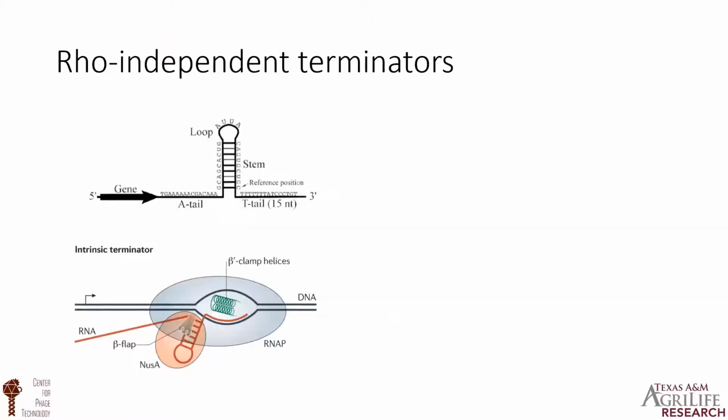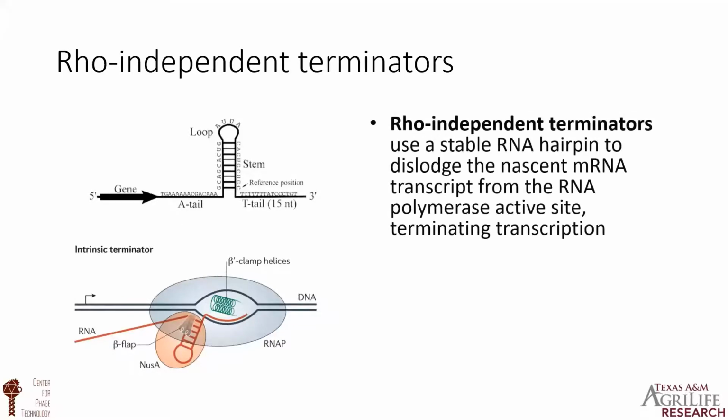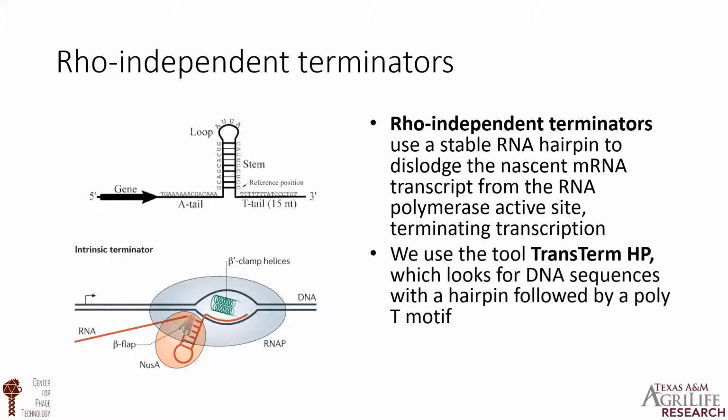Another part of the structural annotation workflow is the identification of Rho-independent terminators. Rho-independent terminators form a stable RNA hairpin that will dislodge the mRNA transcript from the RNA polymerase active site. And these occur at the end of the transcript too, as the name implies, terminate transcription. To find these, we use a tool called TransTermHP.